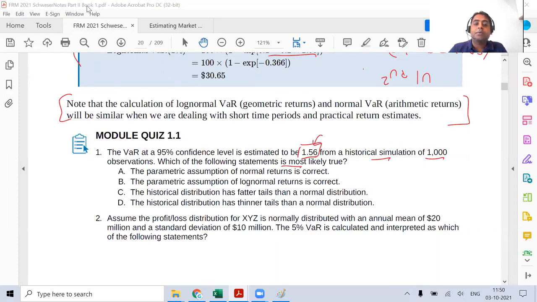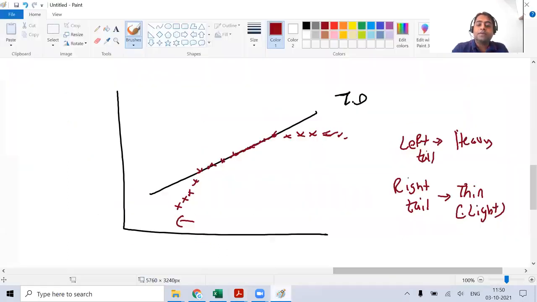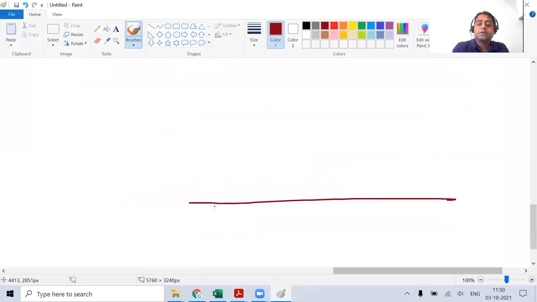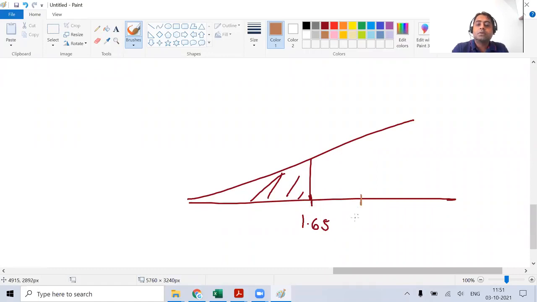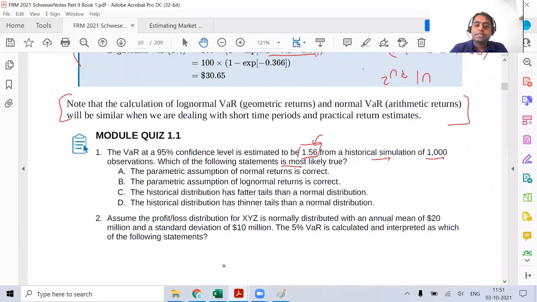See, where exactly is 1.56? If I draw a diagram, your normal distribution says 1.65 is the area. This is 95%. Your historical simulation is saying this 1.56, right? So yes, it is more thinner. Cross check the answer in the back. It is more thinner than the normal distribution. Shivam, kindly cross check. The historical distribution is more thinner, right?